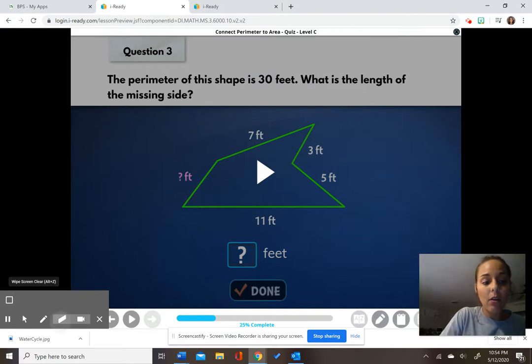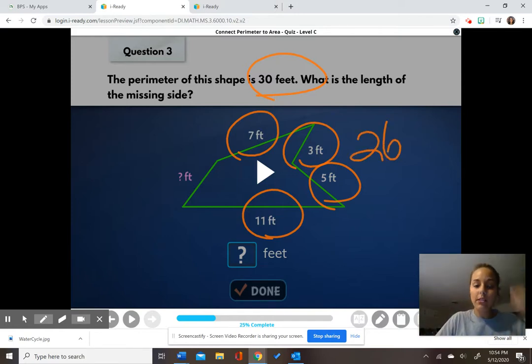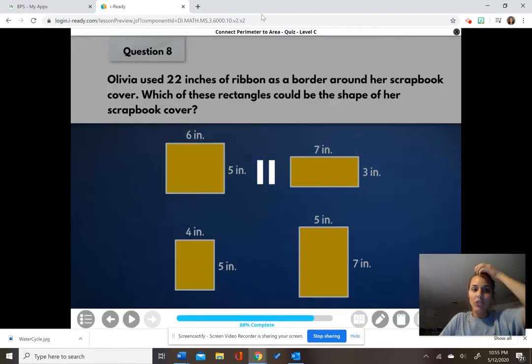I'm figuring out all of the ones they give me. So they give me 7, they give me 3, 5, and 11. And it needs to equal 30. So what is the missing jump to 30? I just calculated this together as 26. And then I just figured out the difference. How far away from 30 was I? So that's an easy way to figure that kind of question out.